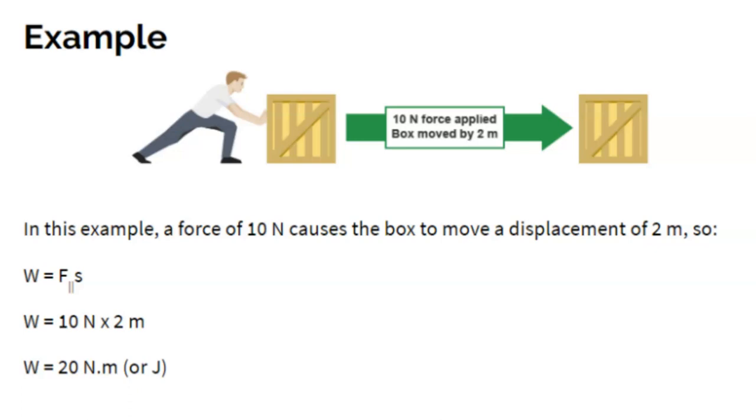Here's a simple example. So we've got a net force of 10 newtons, which is being applied over a displacement of 2 meters. So it's as simple as substituting into the formula. So we've got work equals 10 newtons times 2 meters gives us 20 newton meters, which is equivalent to 20 joules.